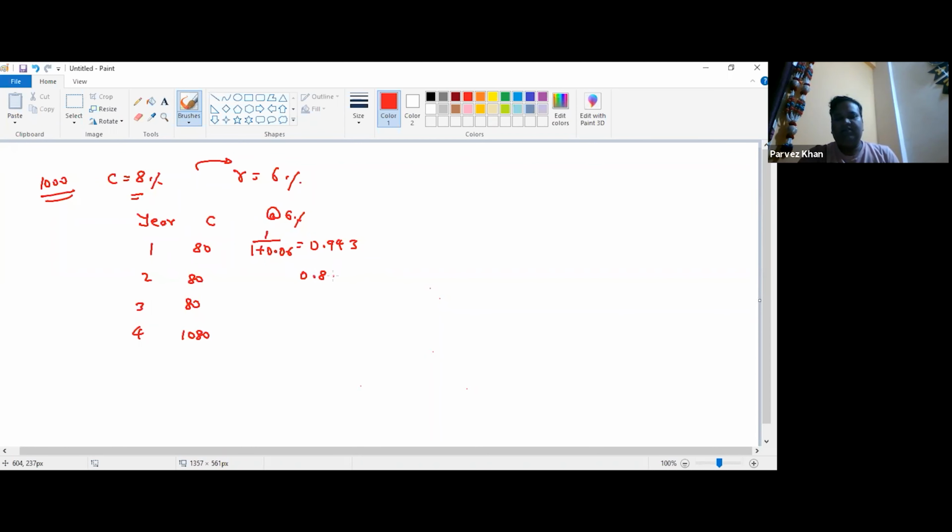First year 80, second year 80, third year 80, and in the fourth year you get back 1080, because 1000 is the face value. Your money you will not leave with the company. When the bond matures, you will tell the company, please give back my 1000 rupees as you have promised. So in the final year you add back your 1000 rupees.